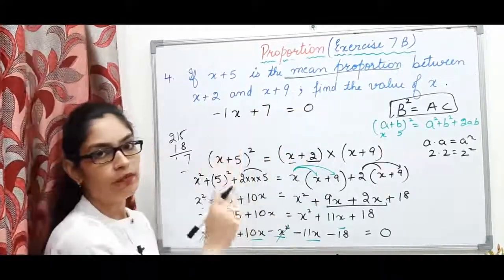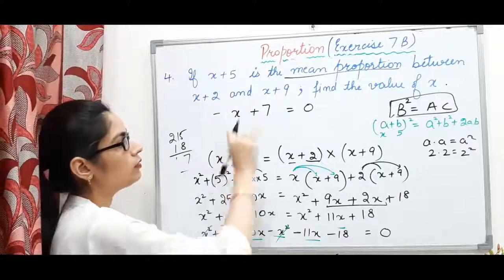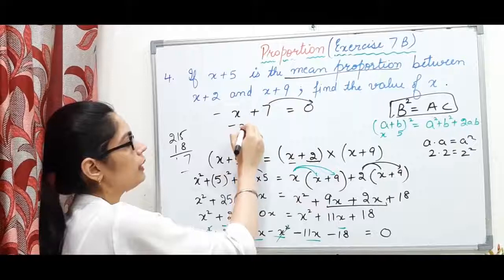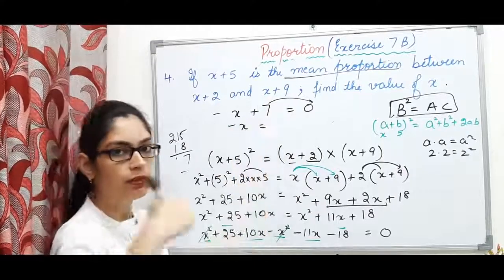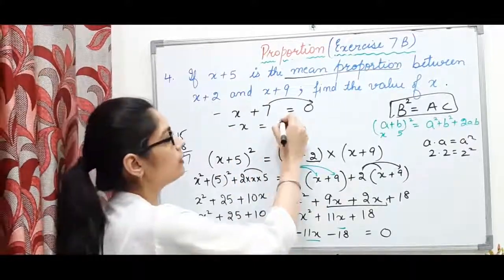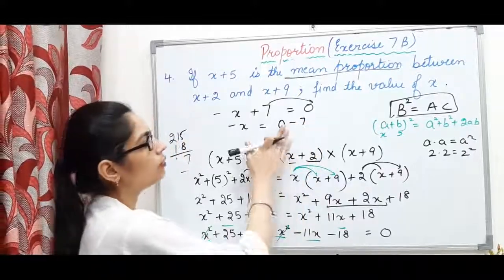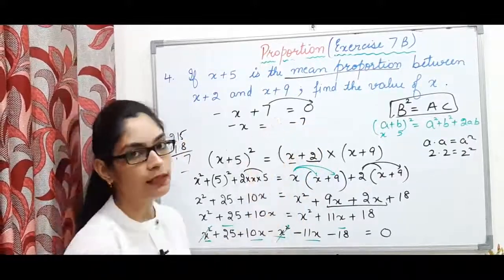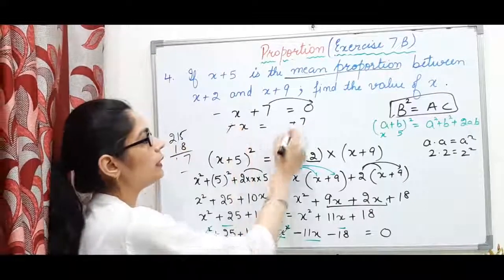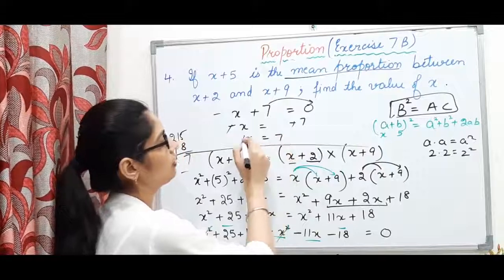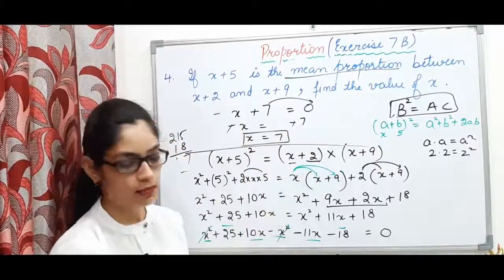Now x we only have to find. 1x means x only. So this 7 we can shift to the other side. So minus x is equal to plus 7. When we shift it to the other side, it will change to minus 7. So 0 minus 7 we can write, or 0 minus 7 will be equal to minus 7 only. Minus and minus sign will get cancelled, so x is equal to 7. The value of x is 7.